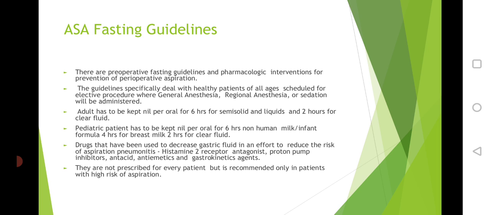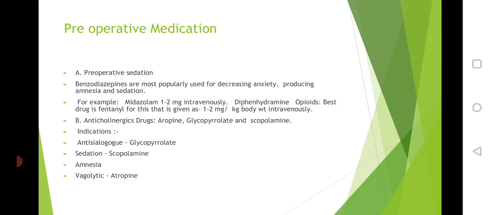Drugs that have been used to decrease gastric fluid in an effort to reduce the risk of aspiration pneumonitis are histamine 2 receptor antagonists, proton pump inhibitors, antacids, antiemetics and gastrokinetic agents. They are not prescribed for every patient but are recommended only in patients with a high risk of aspiration.